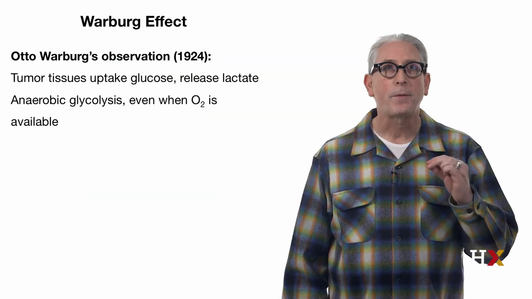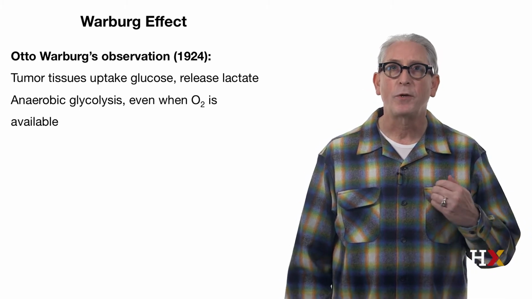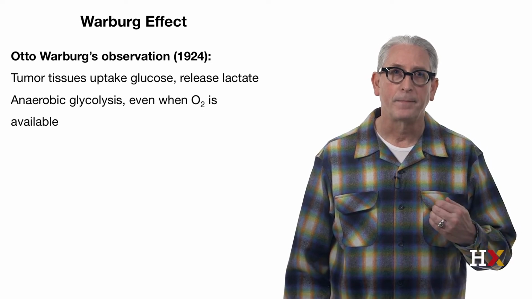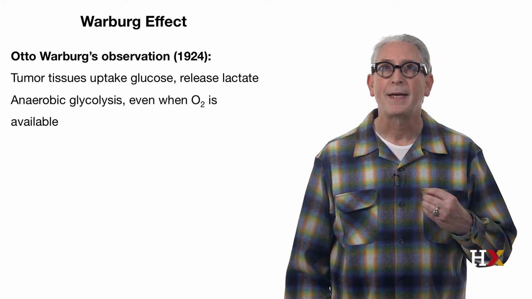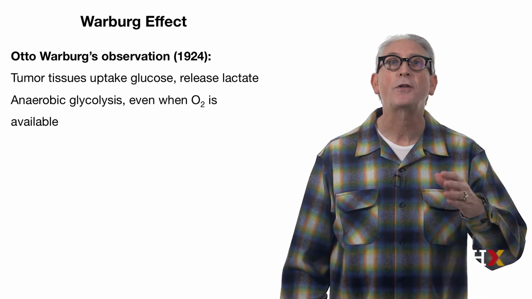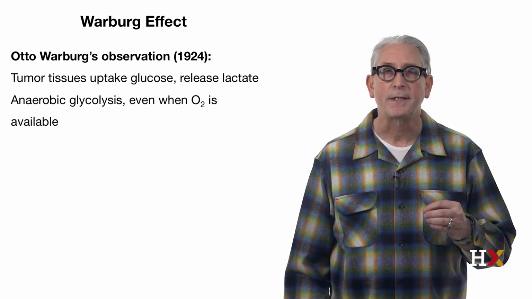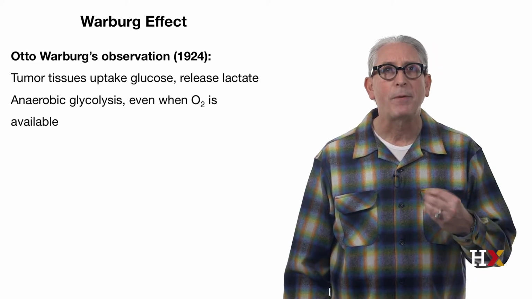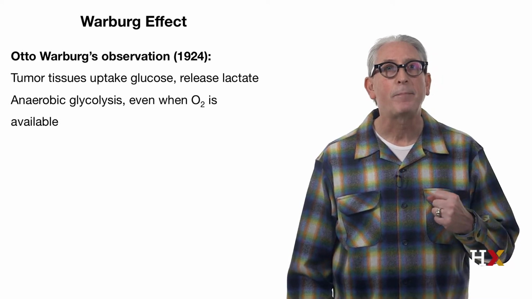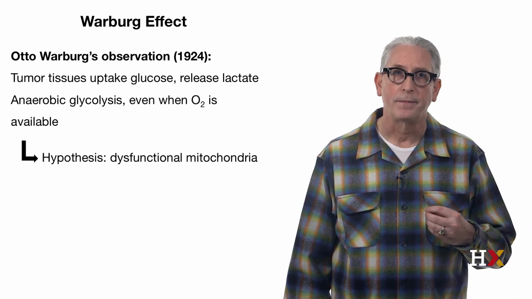One of the first observations of abnormal metabolism in cancer cells was made by Otto Warburg and is called the Warburg effect. He observed that tumors have a high rate of glucose uptake and release a large amount of lactate. These observations suggested a very active anaerobic glycolysis. However, unexpectedly, this metabolic activity persisted under aerobic conditions.